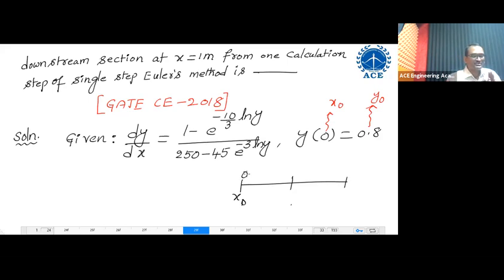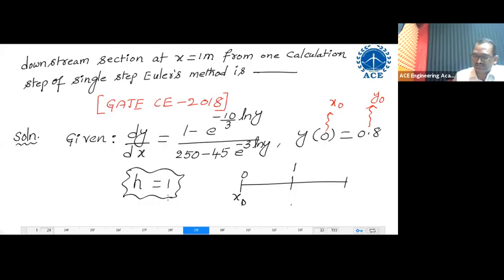The length of the subinterval is not given, but we can find it. You are given water depth at x is equal to 0. You are asked to find water depth at x is equal to 1. So the gap between x is equal to 0 and x is equal to 1 is 1 unit. So subinterval size h is equal to 1. Water depth at x is equal to 0 is given, and water depth at x is equal to 1 is required.